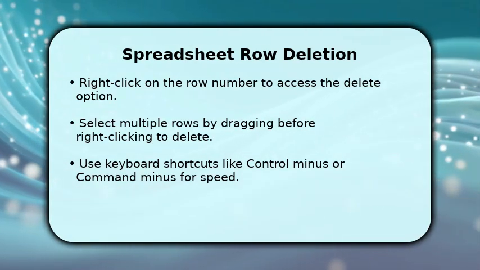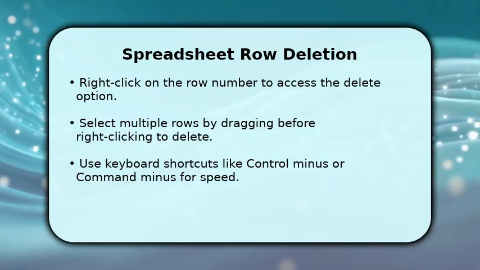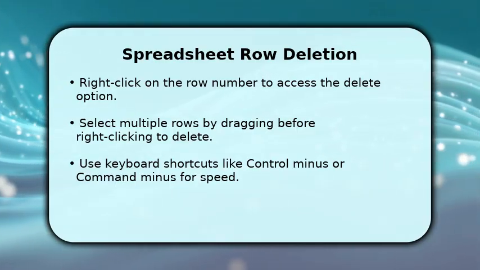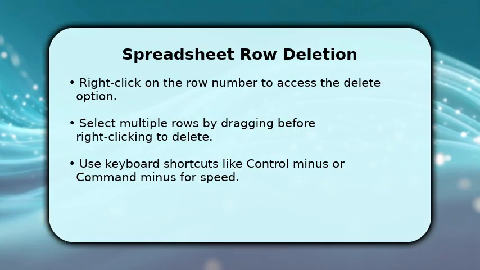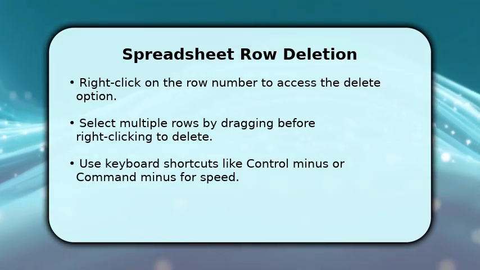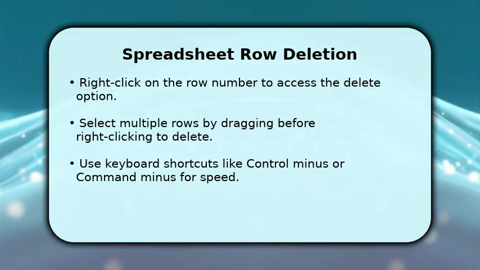When working in spreadsheets, deleting a row is quite simple. First, locate the row number on the left side of your sheet. Right-click on this number and a context menu will appear, offering a delete option. To delete multiple rows, select them by clicking and dragging, then right-click. For even faster deletion, try using keyboard shortcuts like Control-minus on Windows or Command-minus on Mac.